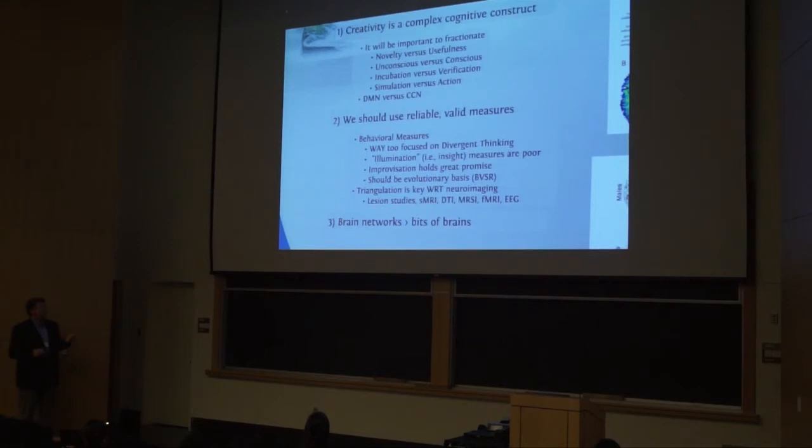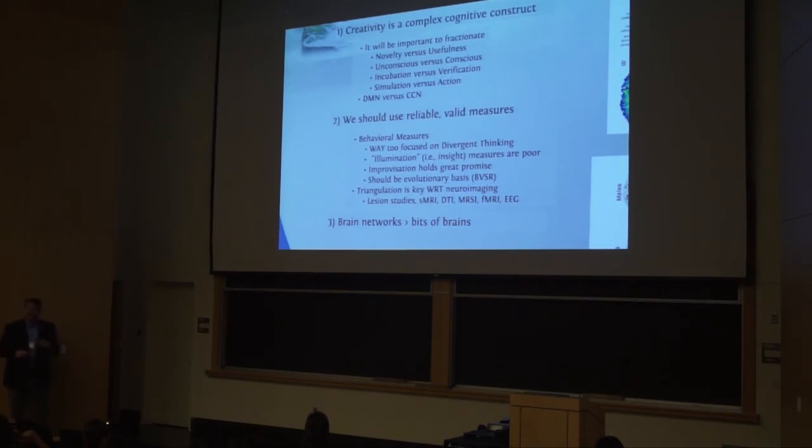So lesion studies, structural magnetic imaging, diffusion tensor imaging, magnetic resonance spectroscopic imaging, fMRI, EEG, all of these, if we can pull them together, we'll have a better understanding of the networks that underlie creativity, as opposed to being that person that was stuck with an elephant and touching the trunk and thinking it's a rope, and the ear and thinking it's a palm frond. You have to get a full picture of this very complex entity, cognitive construct.